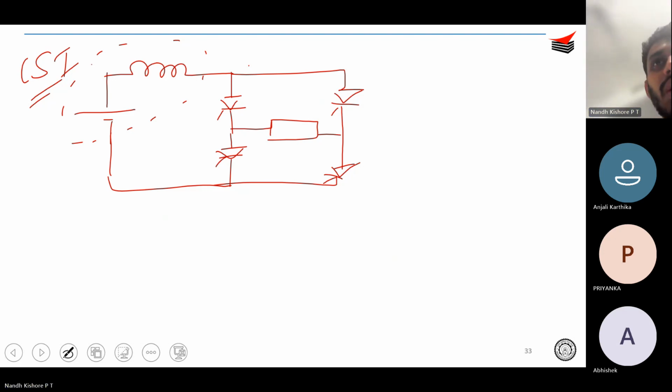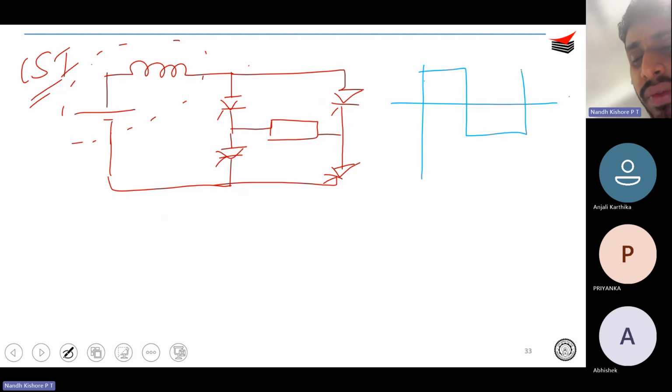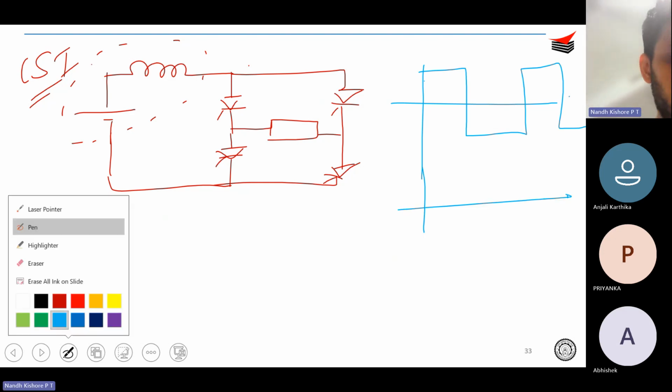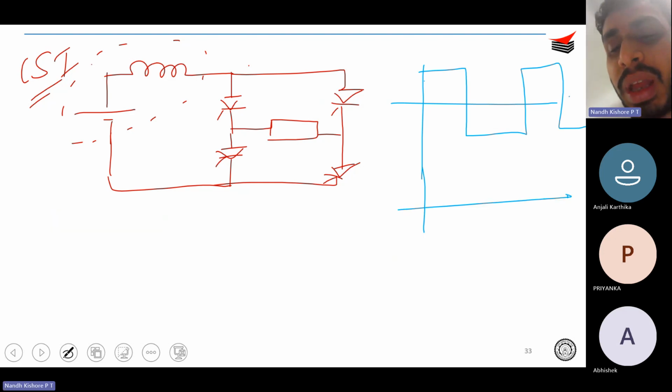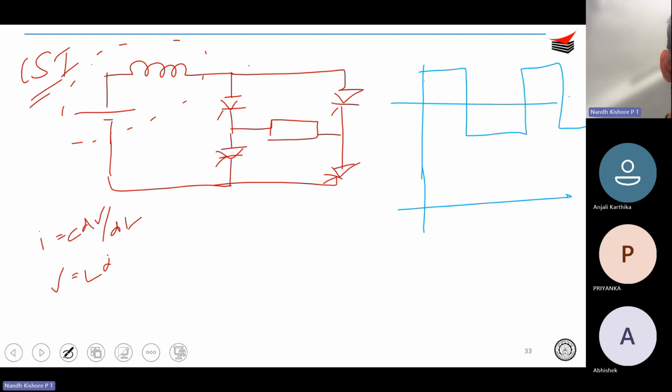Okay. So in current source, the waveform is going to be something like I naught will be a constant square wave, whereas the V naught is going to change with the load. Okay. If it is a pure capacitive load, you understand that I is equal to C dV dt. V is equal to L di dt. Correct?